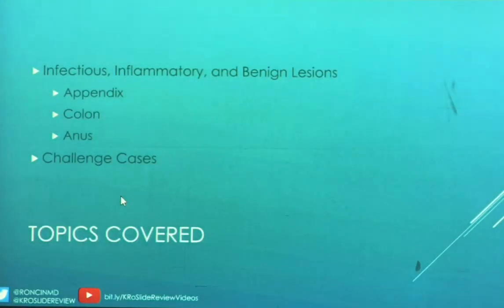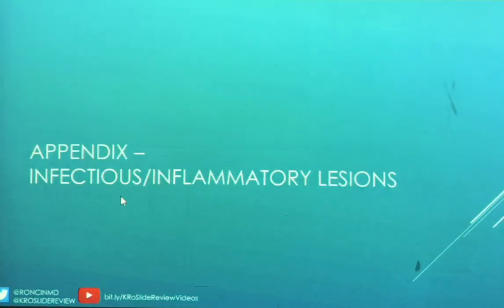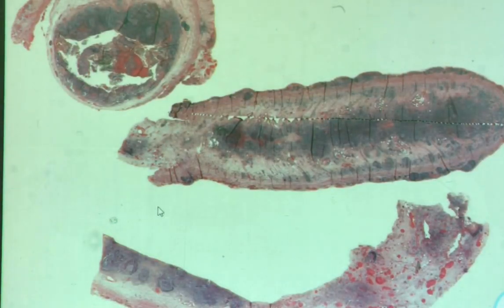And let's get started. So, infectious, inflammatory, and overall benign lesions. Starting with the appendix, this is case 1. The first thing we notice is that while we do have a lumen here, and you can see that this is a cross-section of the appendix, this one looks somewhat obliterated, and what we have here is a bit of a buzzword, but all along here we have what's known as the pearls on a string phenomenon.